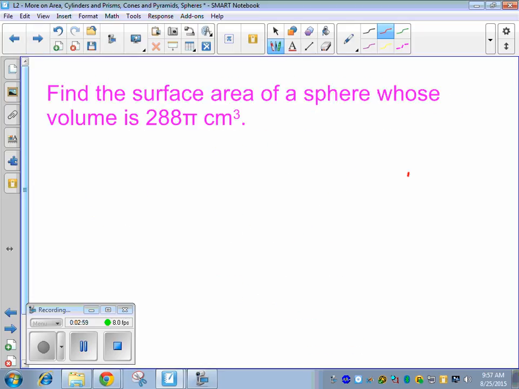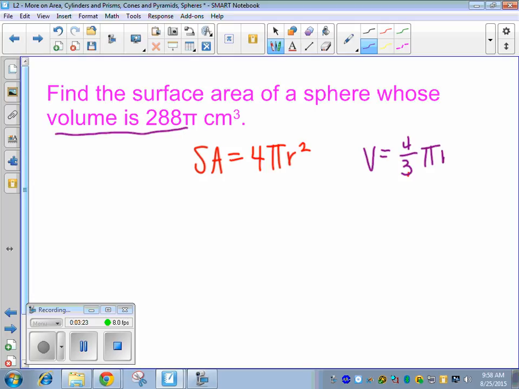Okay, find the surface area of a sphere whose volume is 288 pi. So first thing we need is the formula. You always start with the formula. So surface area of a sphere is 4 pi r squared. Okay. And then they're giving us the volume, so we also need the volume formula of a sphere. So 4/3 pi r cubed. All right, well, if we start with what they're giving us, they're actually giving us the answer to the volume, so we can plug that in on this side of the formula.